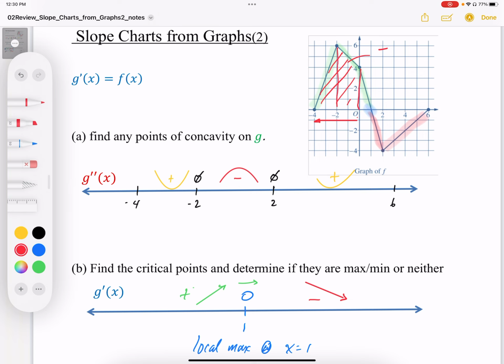When I find that area, I'm going to split it up into a trapezoid. The average height is 5 and the width is 2, so an area of 10. The triangular area to the left has a width of 2 and height of 6, so this area is going to be 6. So the net area is -16. And it's negative because it's above the x-axis.